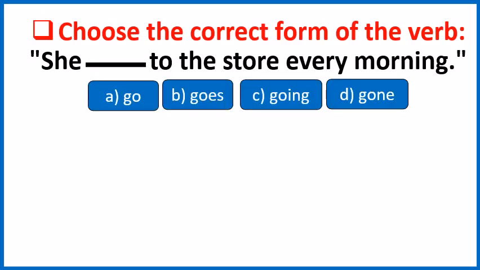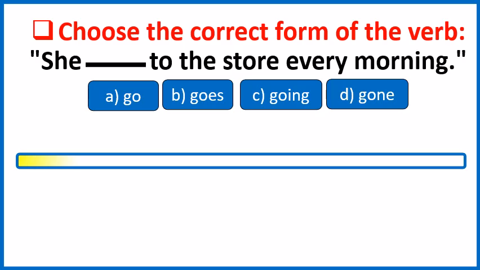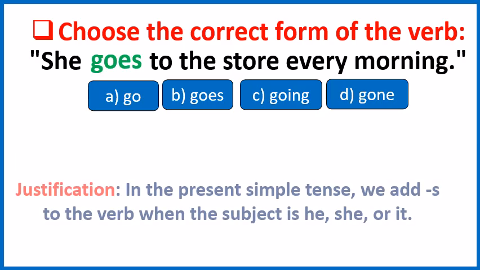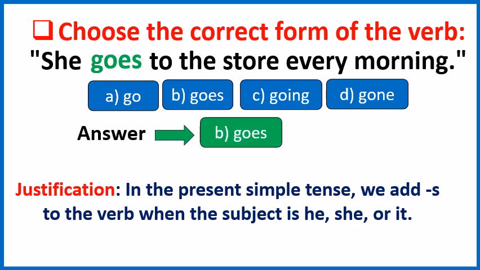Choose the correct form of the verb. The answer is, she goes to the store every morning. In the present simple tense, we add s to the verb when the subject is he, she, or it.